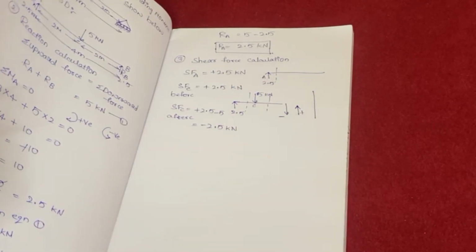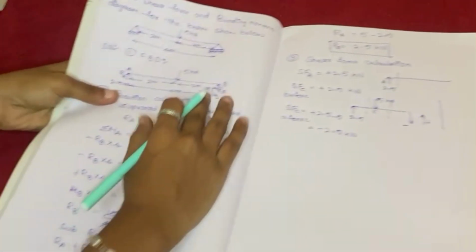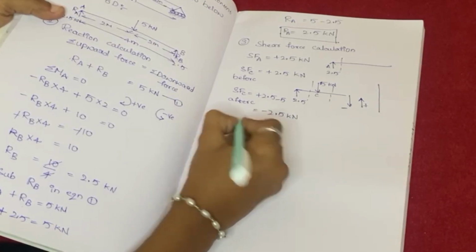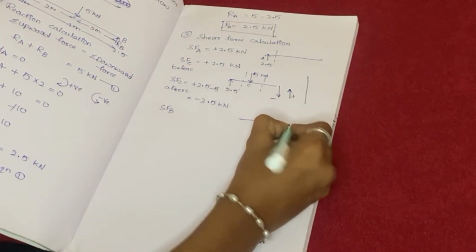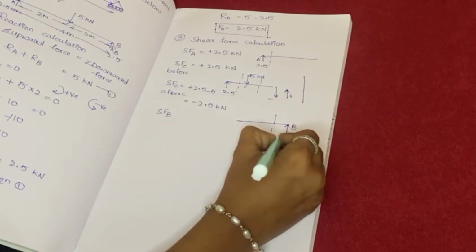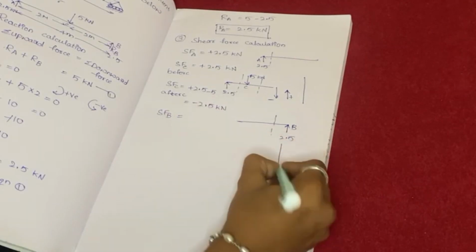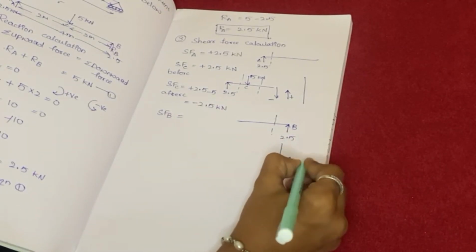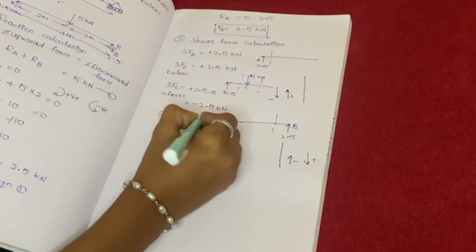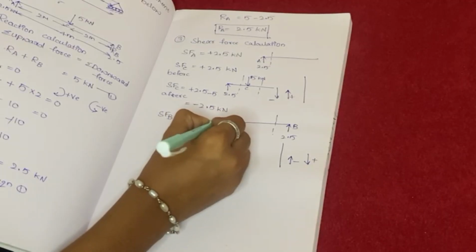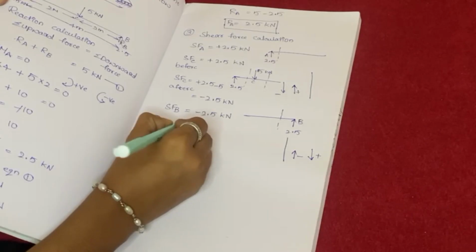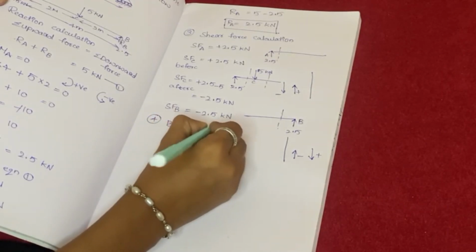Next, shear force at B. We have only 3 forces. So for shear force at B, I am taking section from the right side. It is B, 2.5. Right side upward forces are negative, downward forces are positive. So right side upward force means 2.5 kilonewton. It is negative. Then fourth step, calculating bending moment.